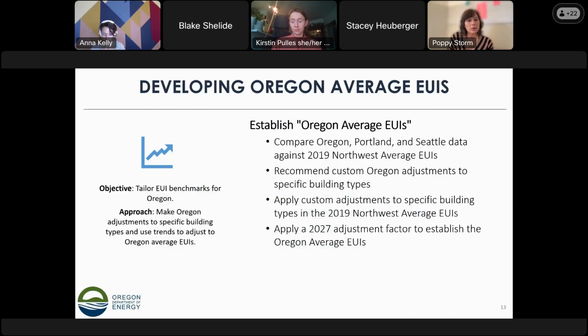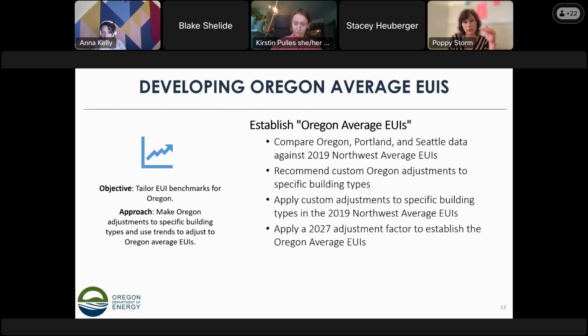So we wanted to make Oregon adjustments to specific building types where warranted, and we also wanted to understand the trends over time so that we could adjust the average EUIs to 2027. So in establishing our Oregon average EUIs, we compared to Oregon-specific data, and that was mainly for public buildings and for schools. And that's where we had near census samples. So we had very large data sets, particularly for schools, that were highly reliable. We also had benchmarking data from the city of Portland and also the city of Seattle. And so we were comparing all of those data sets against that 2019 Northwest average EUI data set that we had developed. And then we recommended custom Oregon adjustments to specific building types.